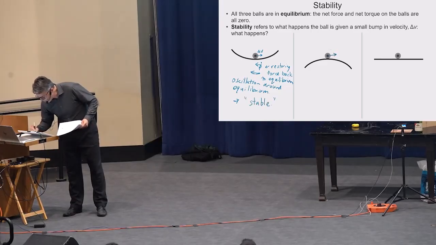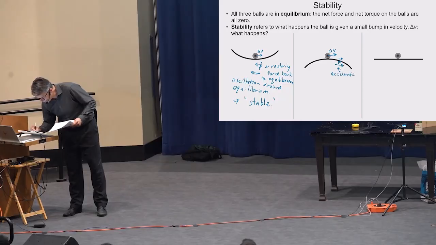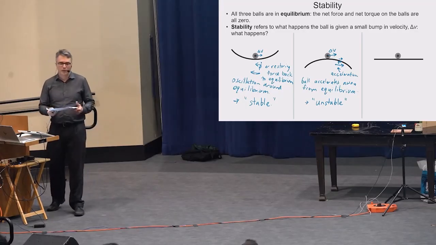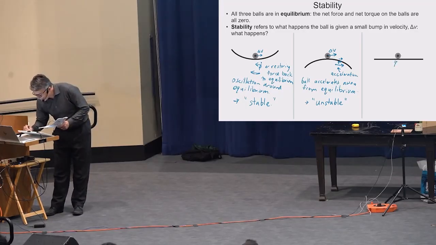But what happens if you perturb this one by a little delta V? The force will actually take it away. So this is an accelerating force. Instead of slowing it down, the ball accelerates away from equilibrium. So it rushes away, and that's called unstable. So they were both in equilibrium, but one's stable equilibrium, one's unstable equilibrium, and then there's this one: you give it a little delta V, you get no acceleration. I guess it would still move away, but it's what's called neutrally stable.